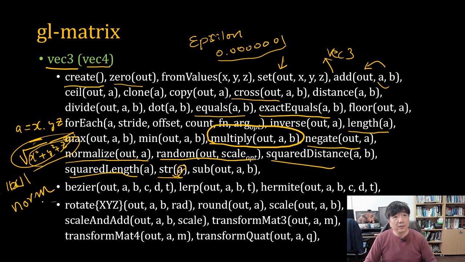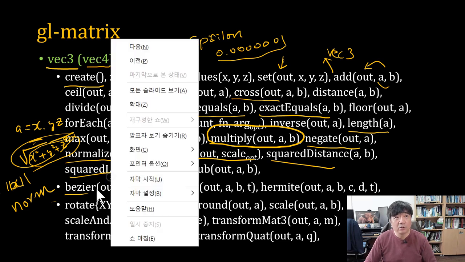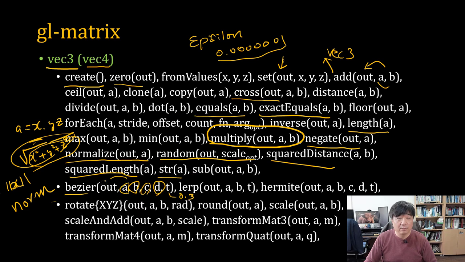Okay, there are some interpolation or curve functions. If we define a vector with a bezier curve, in case of a cubic bezier curve, we need four control points: 1, 2, 3, 4 control points. If you set the parametric value t, for example 0.3, then the result vector will be stored in here. So I will explain later about curves and surfaces. And lerp is linear interpolation, and then hermite is the Hermite curve.